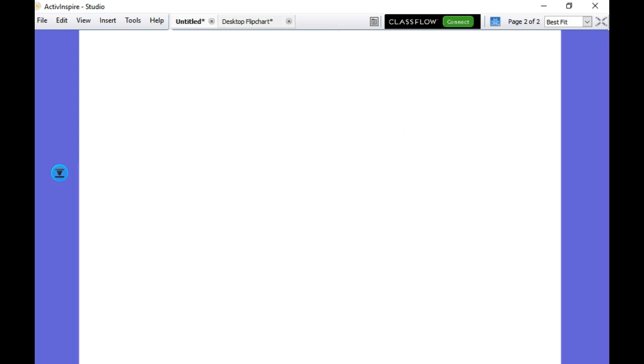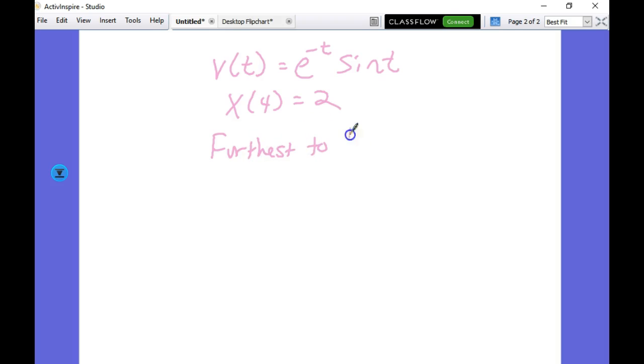All right, so your turn to try one. I'm going to give you this one. I'm going to give you a velocity of v equals e to the negative t times sine of t, ugly equation. I'm going to tell you that x of 4 is equal to 2. And then I'm going to ask you to find the point where it's furthest to the left on this interval here, 3 to 8.